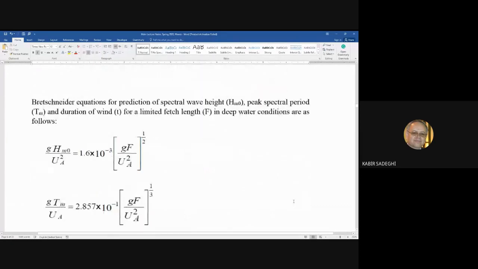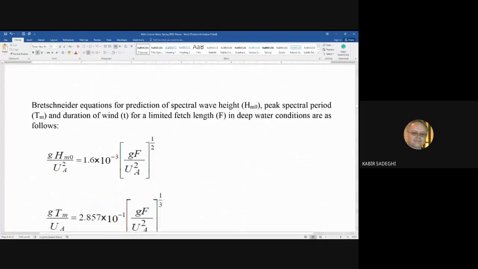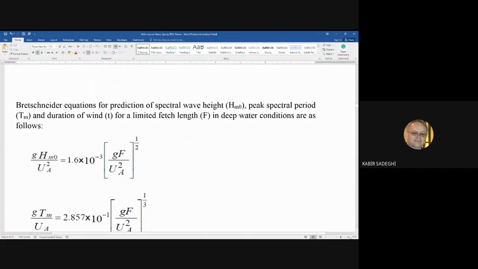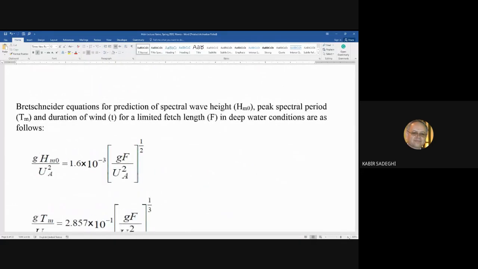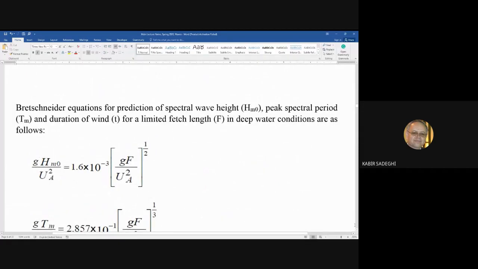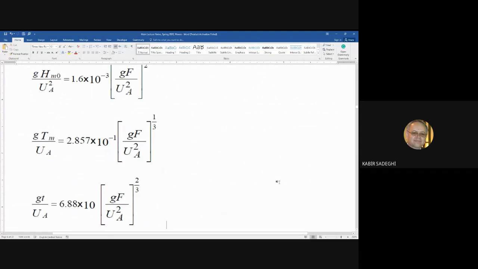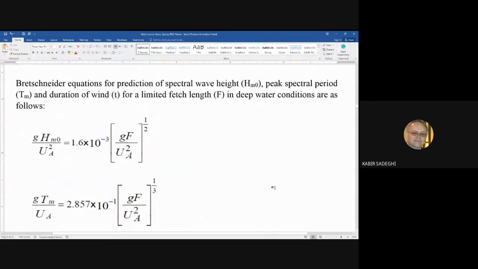The first part that we saw was related to non-deep waters, or shallow, or transitional water, when the wave feels the seabed, when the water depth is less than L over 2, wavelength over 2.